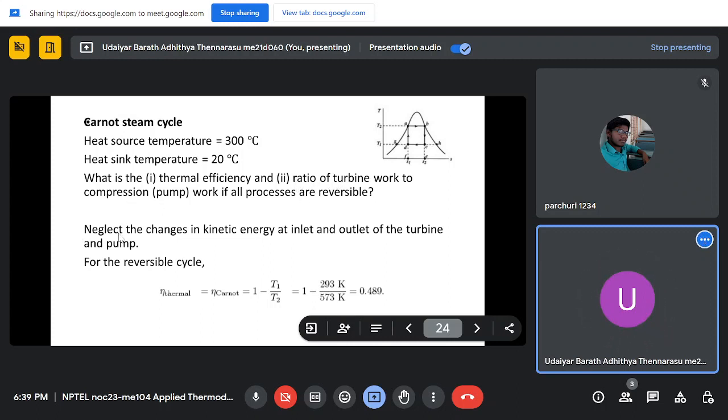compression work. So we have said to neglect the changes in kinetic energy at inlet and outlet of turbine and pump. So it's just the simple steady flow energy equation to find out that work. So they asked to neglect kinetic energy at inlet and outlet.